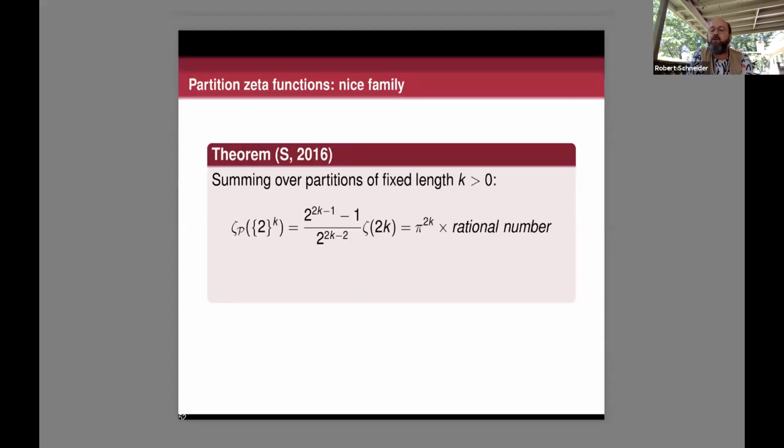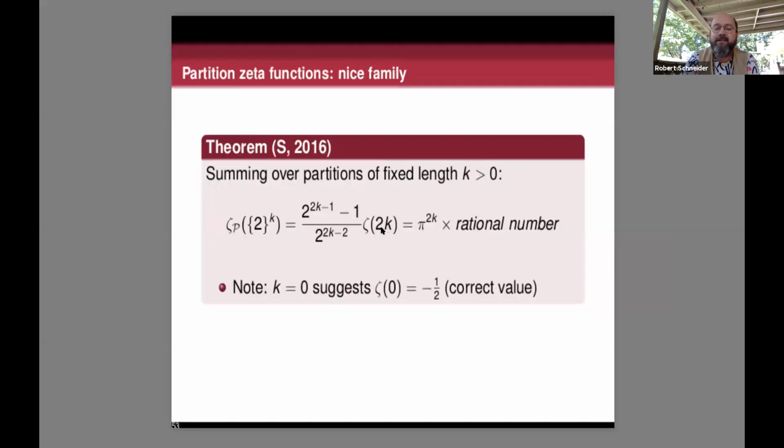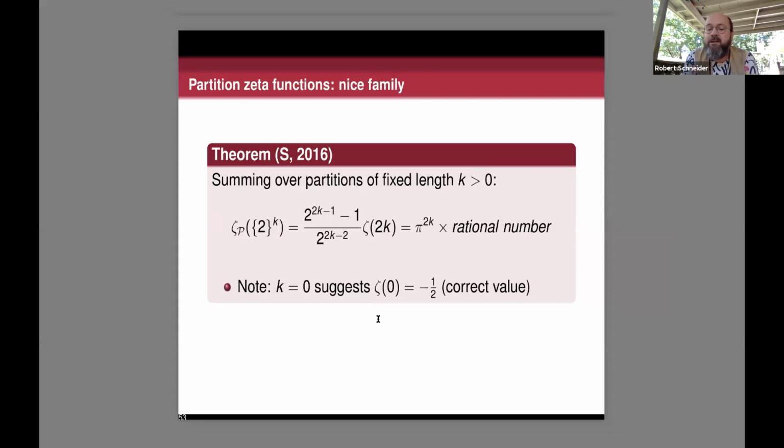It turns out that if you sum over partitions of fixed length k greater than 0, at the argument s equals 2 that we looked at before, we get rational multiples of powers of pi. In fact, at s equals 2, this partition zeta function is equal, for any k, to a rational multiple of the Riemann zeta function. We know all of these values, therefore we know all of these values. That's really cool because, I just want to note that this is a single argument, but we're varying the subsets, the lengths of partitions. And over here we are varying the arguments of the original zeta function. Note that if you set k equals 0, it actually gives the correct value of the zeta function that comes from analytic continuation.